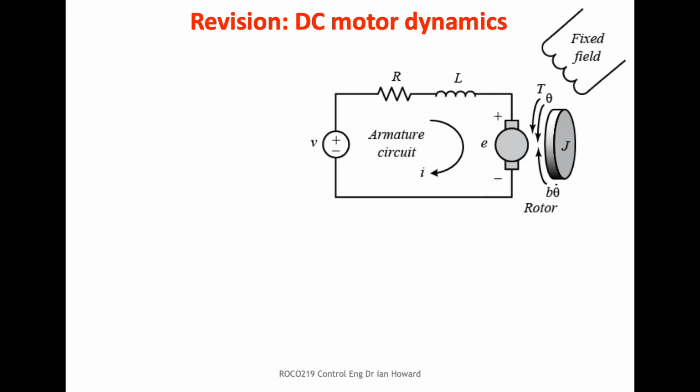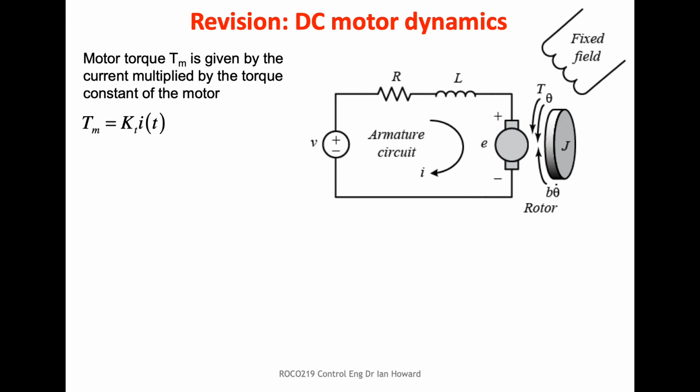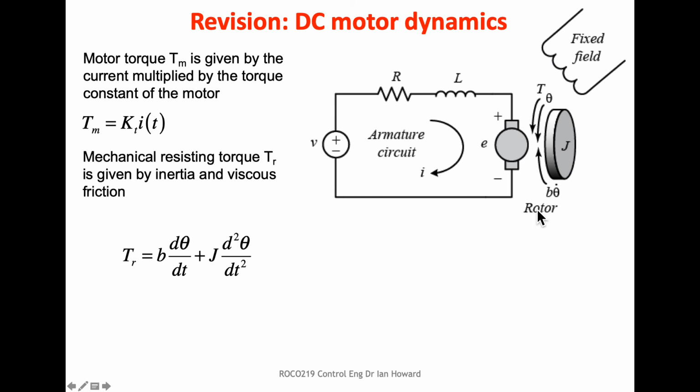We've already looked at that, so that should be a bit easier to understand. So we've already said the torque of the motor is given by the current times the torque constant. And this is balanced by the resistance of the system to move. So it's resisted by the coefficient of viscosity multiplied by the angular velocity of the motor, so b d theta dt. And it's also resisted by the moment of inertia, so j d squared theta dt squared.